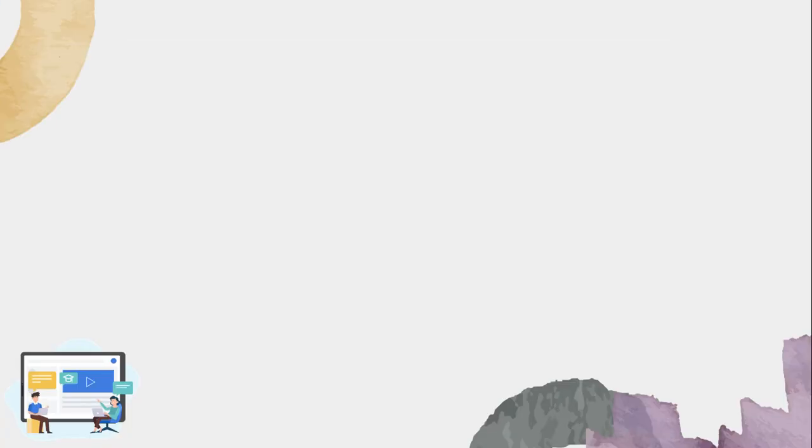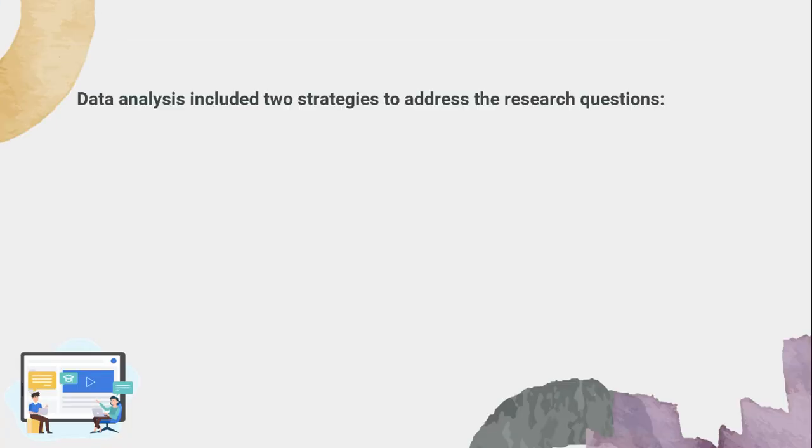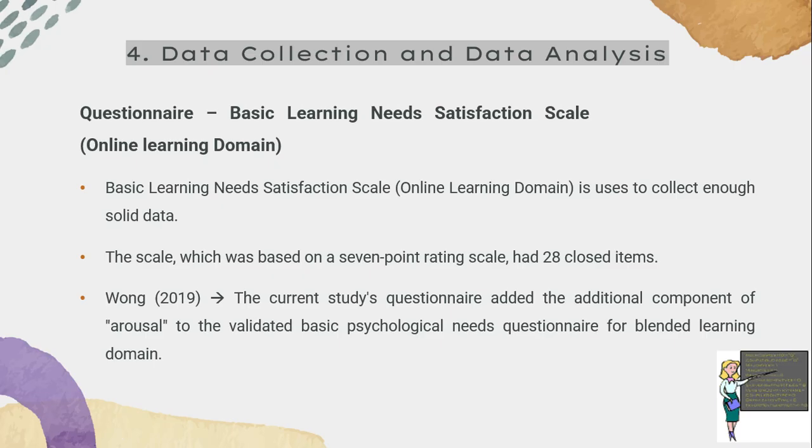So there were a total of 28 questions, and 7 of the items were related to arousal, 7 were developed under autonomy, 6 were developed under competence, and 8 were developed under relatedness.